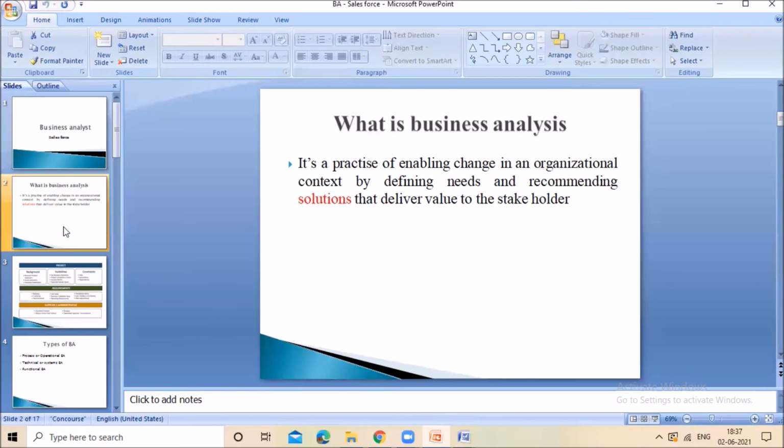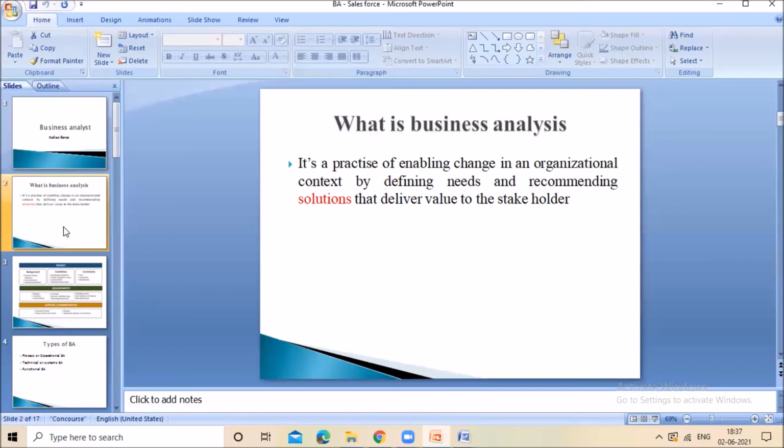So this is the introduction of a BA with respect to Salesforce. The session is ended. If you have any queries, please go ahead. No, I'm good. I don't have any query. It was good.